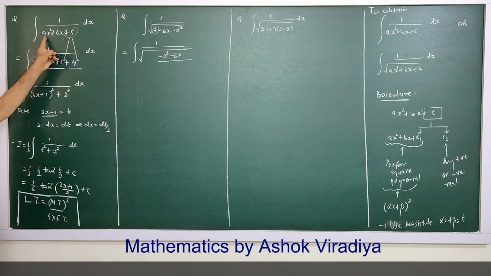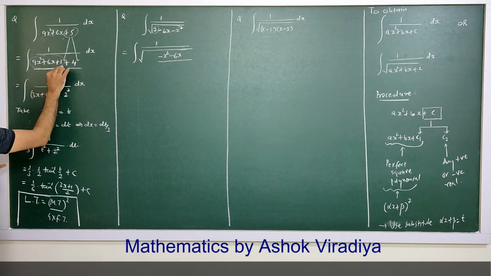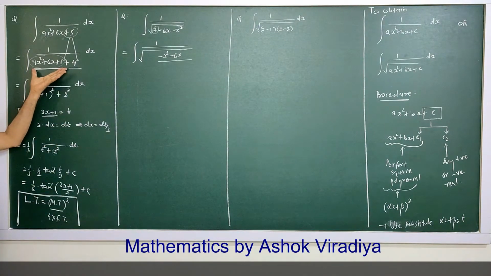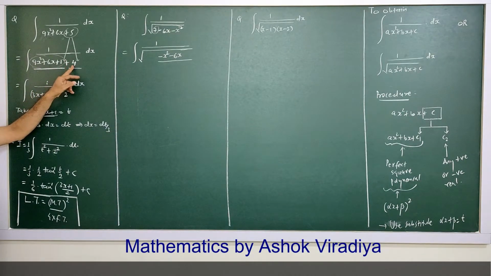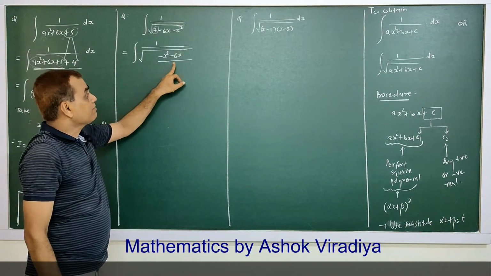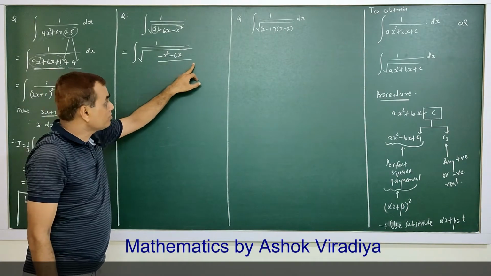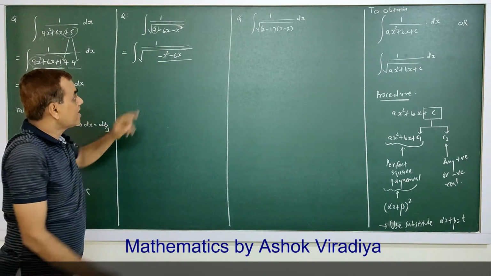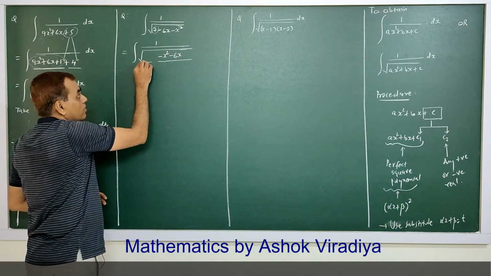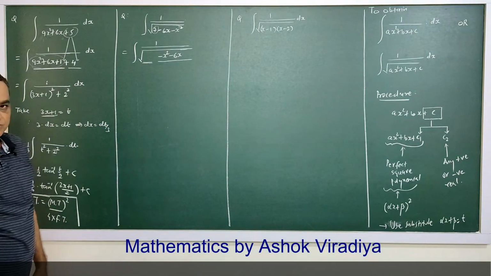So here the x square term was positive. If x square is positive, the perfect square quadratic polynomial is set in the first place and the remaining number in the second place. If x square is negative, the perfect square polynomial is set in the first place, and here we will put the remaining constant at last, that is C2.